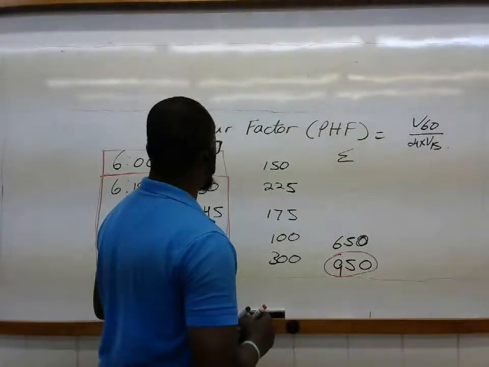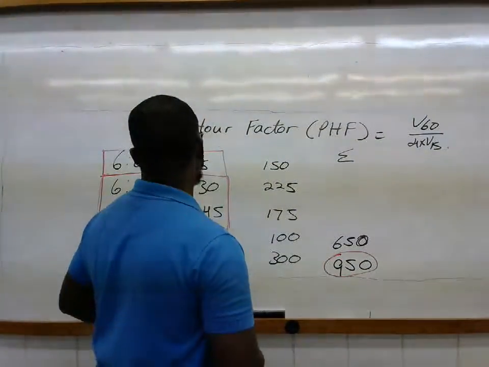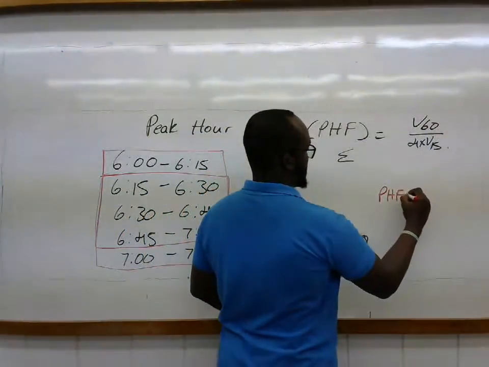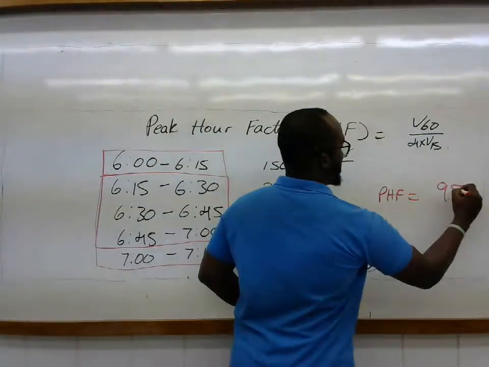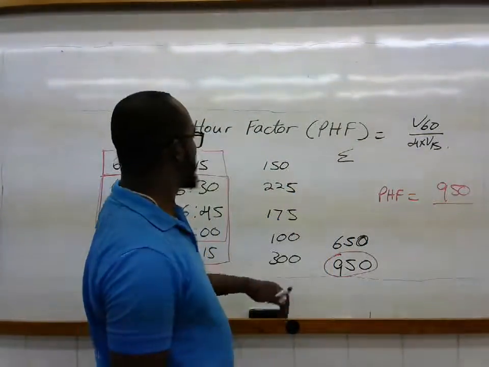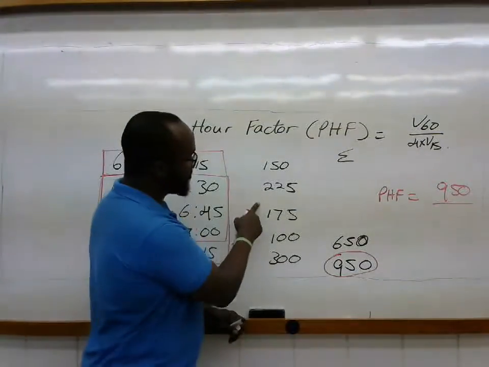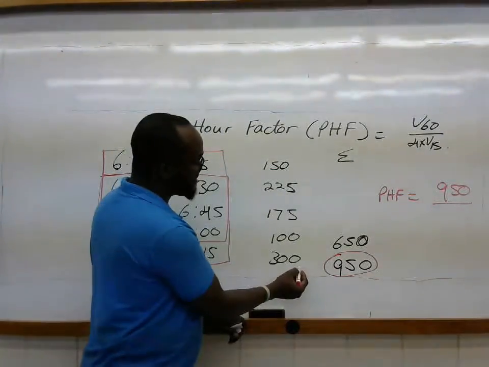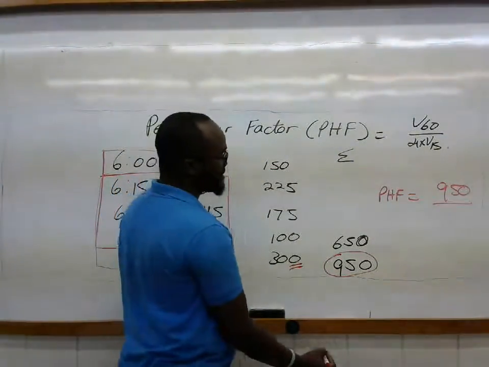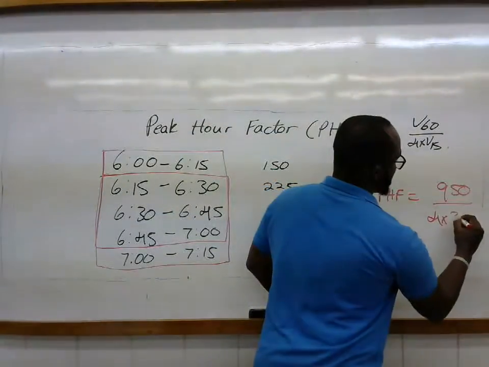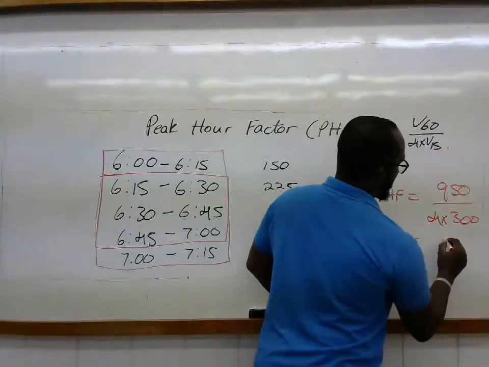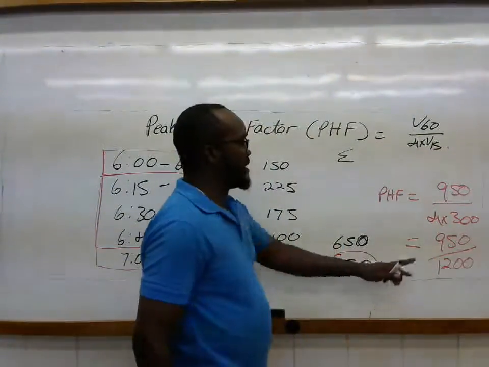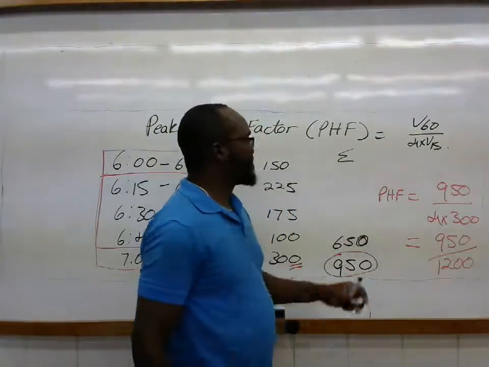So, in computing the peak hour factor, we would take the V60, which is 950, divided by 4 times the maximum value within this peak hour, the maximum 15-minute value. In this case, the maximum 15-minute value is 300. So we'll go 4 times 300. So we'll get 950 over 1200. And this value would give us the peak hour factor.